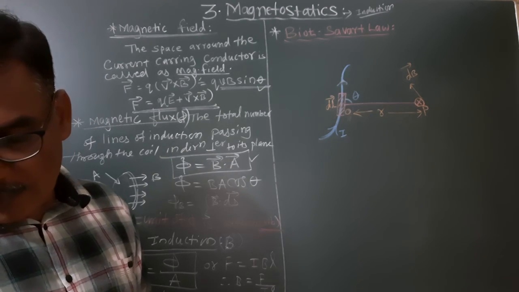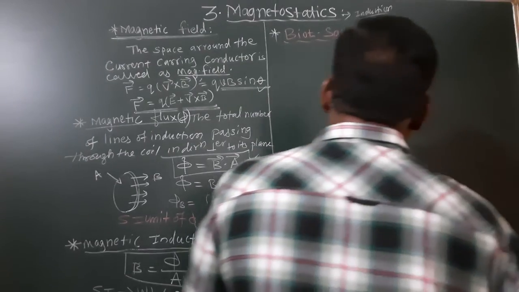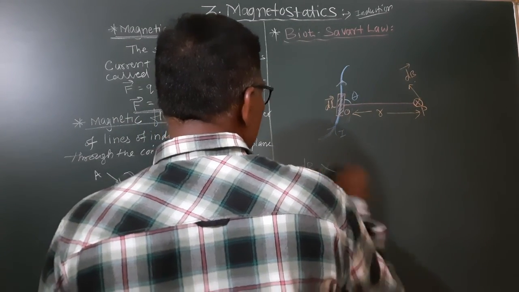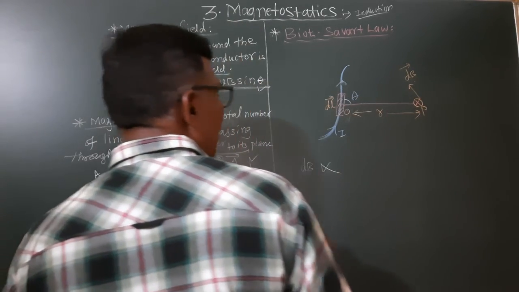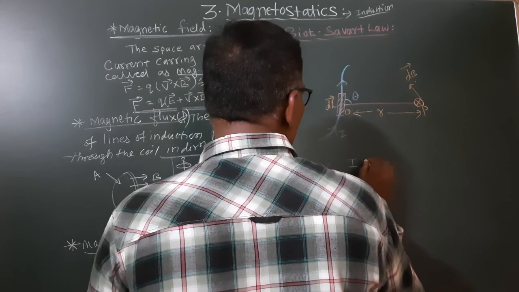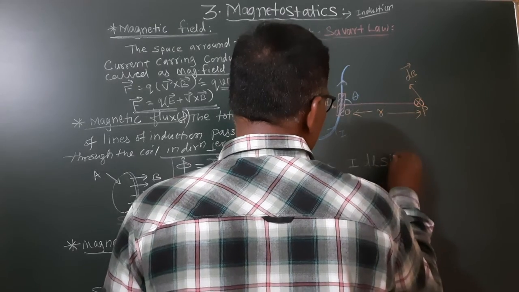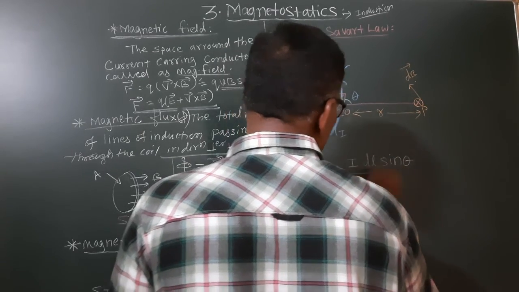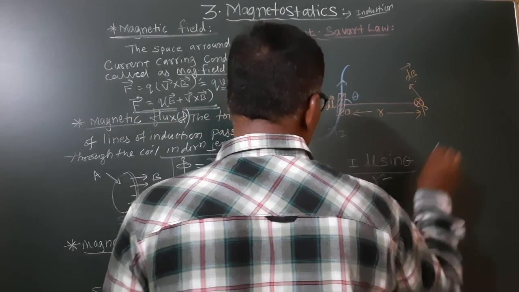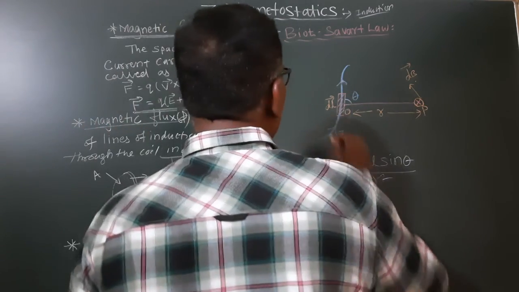And finally from this, dB is called the magnetic induction. This magnetic induction dB is directly proportional to, number one, the current flowing through the coil, number two, the length element dl, number three, sine of the angle theta. The magnetic induction is directly proportional to these three factors, and it is inversely proportional to r square.